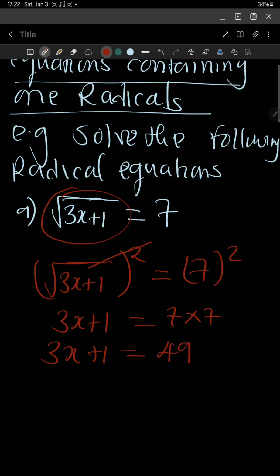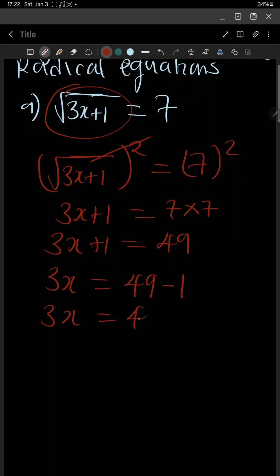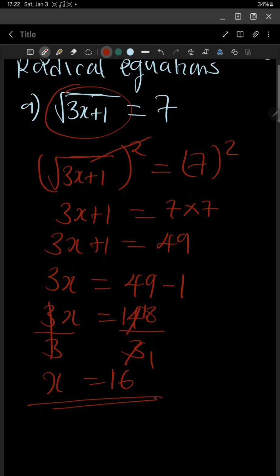So 3x plus 1 equals 49. When you reach there, you need to collect the like terms, so it will be 3x equal to 49 minus 1, since the additive inverse for positive 1 is negative 1. Therefore 3x equals 48. We divide both sides by 3, so this cancels, and x is equal to 48 divided by 3, which is 16. So this is our final answer.